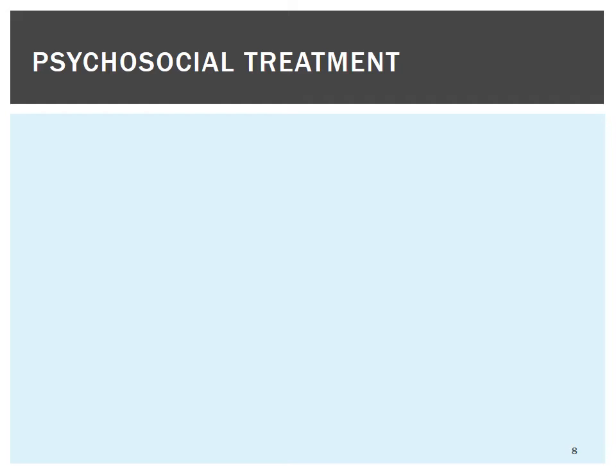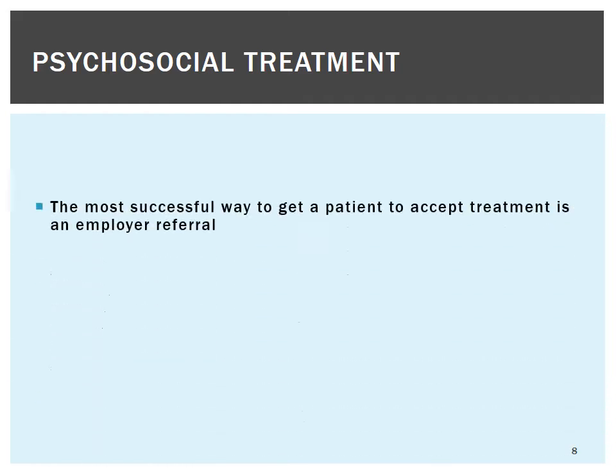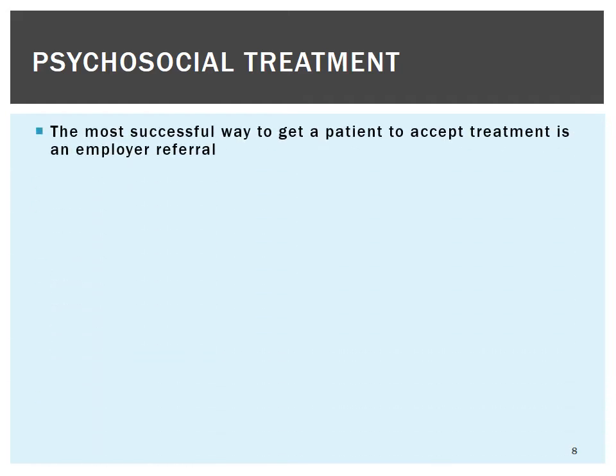Let's start out by talking about psychosocial treatment options, and then in part C, or the final part of the lecture here for substance abuse, we'll talk about medical or pharmacological options that we have. So psychosocial treatment. The most successful way to get a patient to accept treatment is an employer referral. What do I mean by that? Well, this is a threat.